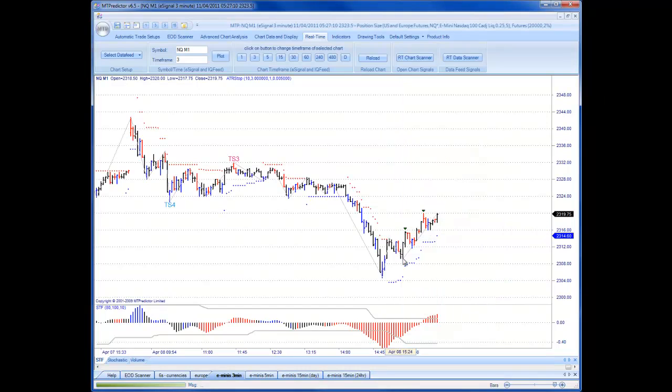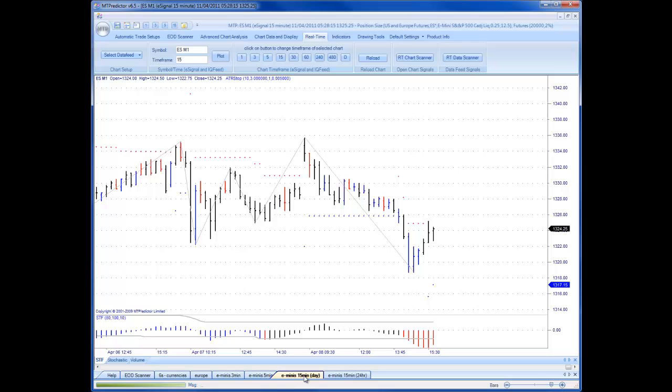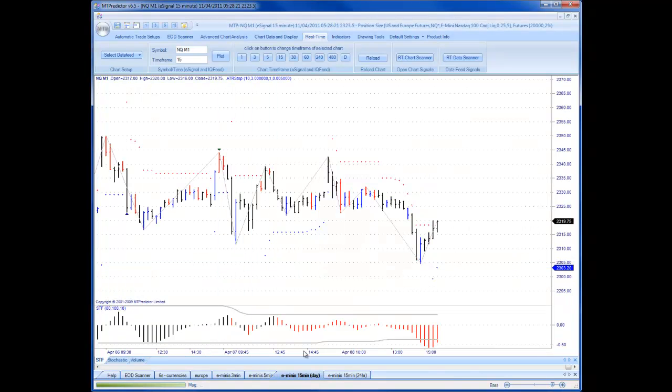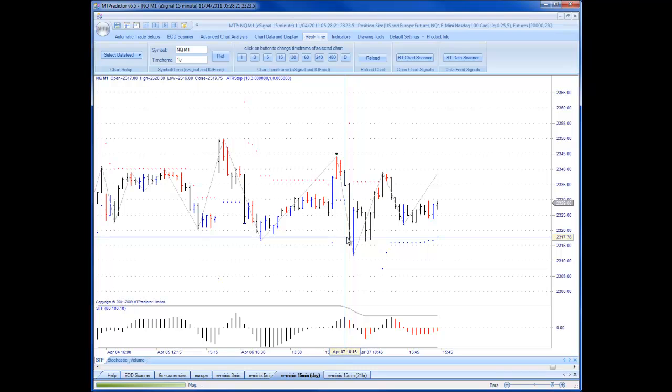But that's for standard traders. Now I'd like to look at advanced traders, and this is where things really start to get exciting. To start with, let's have a look at the 15-minute chart. This is what we always do to set the trends for the day. And this is the exciting part, because we can actually put these levels on in advance, and that shows the real power of the MTPredictor software program.